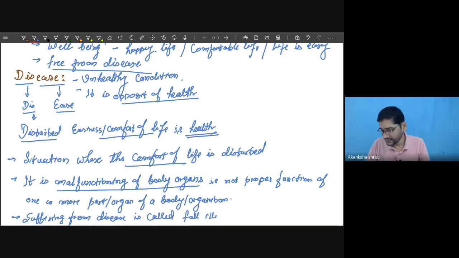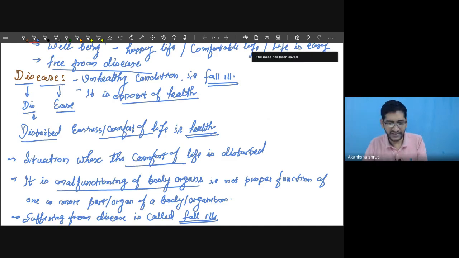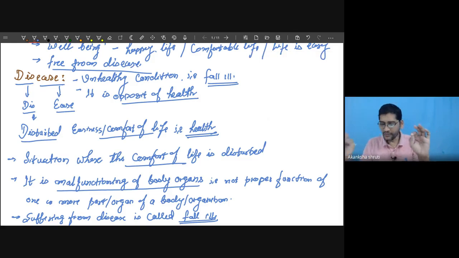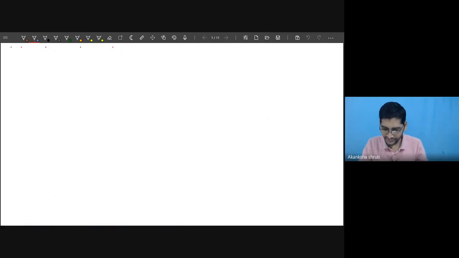Fall ill. Get it? So the term fall ill simply means the disease that we have to understand. Okay? So fall ill or disease mean the same thing. So ill can be of a particular organ or even fever or any kind of thing. So this is all about it. Now we have to understand what are the various types of disease. This is the important topic from where the questions are framed.